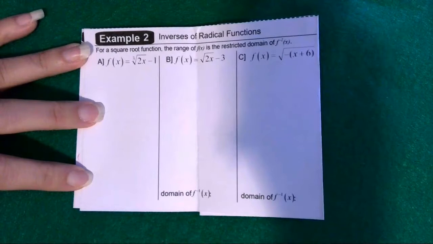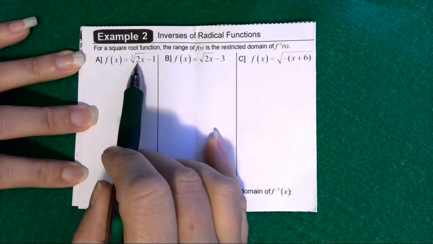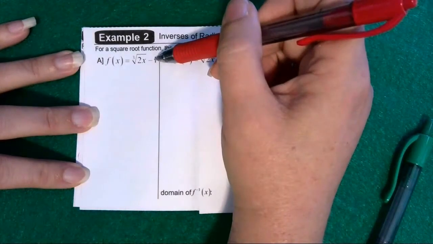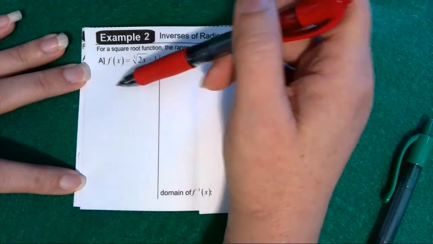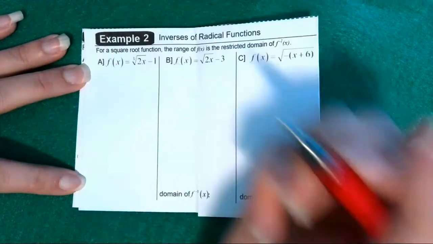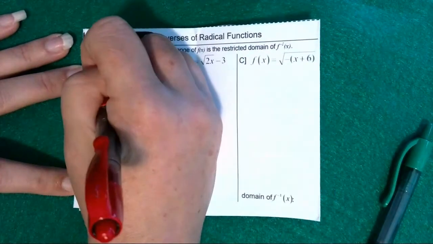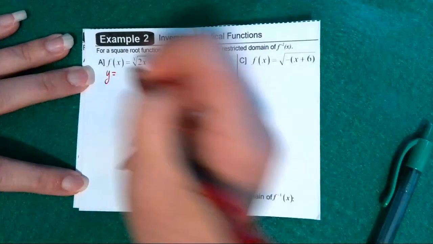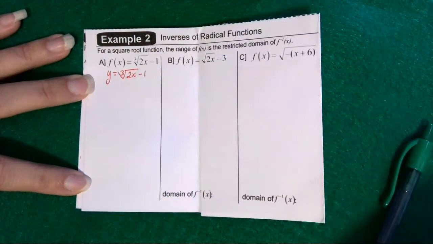So in this first example A here, we have a cube root of the quantity 2x minus 1, and our first step is to see if this passes the horizontal line test to make sure that there is in fact an inverse that is a function. And a cube root graphs a sideways wiggle, so we know that it does in fact pass the horizontal line test. Okay, so then we're ready for step 2, which is to replace this function notation f of x with y equals. So we'll have y equals the cube root of the quantity 2x minus 1.